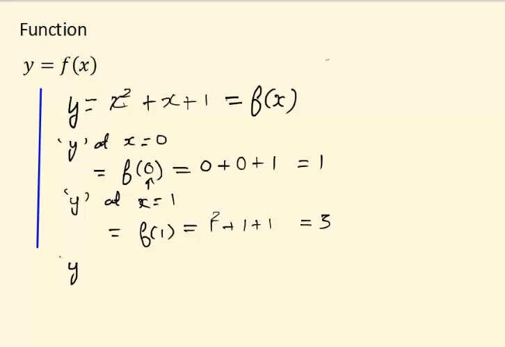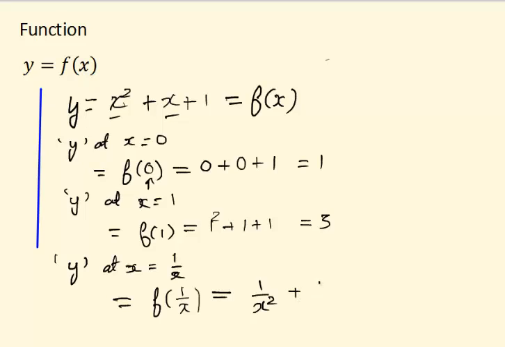If somebody asks you what is y at x is equal to, let's say, 1 by x, then what it means is it is equal to f of 1 by x. That means in the original relation, you have to substitute 1 by x in place of x here. Then you will get 1 by x square plus 1 by x plus 1. So f of 1 by x will be 1 by x square plus 1 by x plus 1.